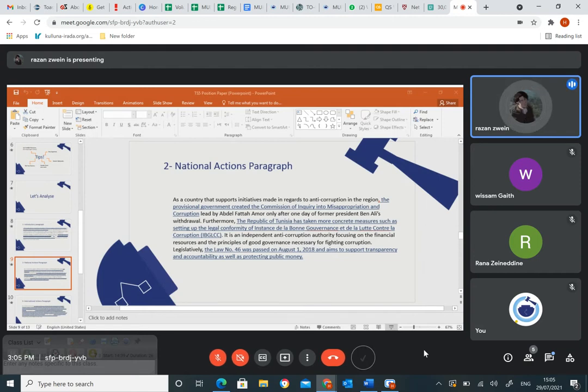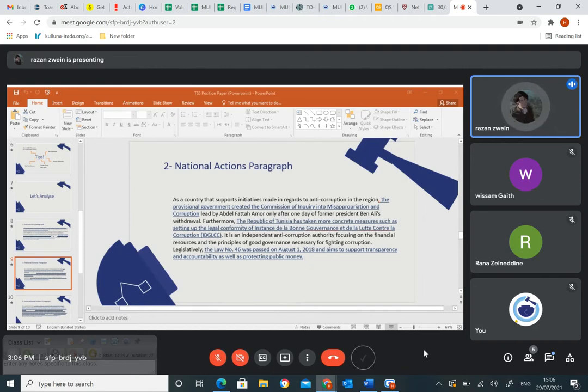So highlighted in blue are the national actions. So the national actions, one, have to be relevant to your topic, obviously. And two, they're basically what your country has done within its geographical borders. Let's say the president has done a press conference about corruption. That's a national action. Let's say a law has been passed. That's a national action. A committee has been formed. A national action. Anything your country has done within its own geographical borders, that has nothing to do with another country, with another representative, it's a national action. And so let's see here they say they created the commission of inquiry.